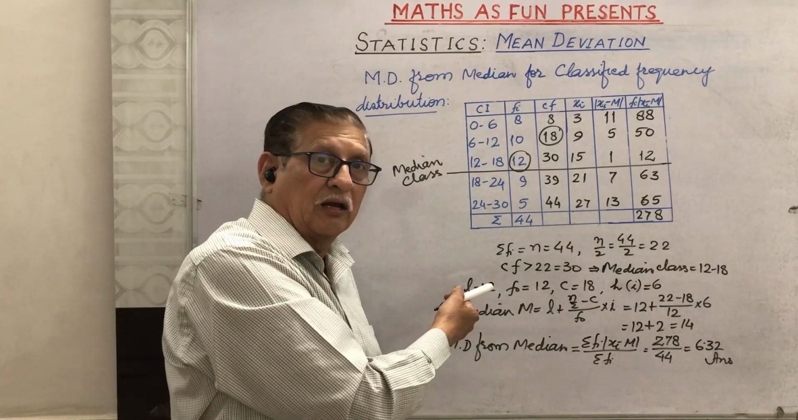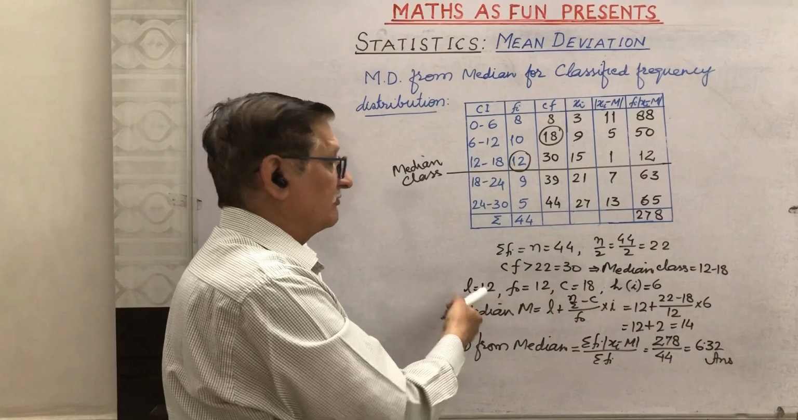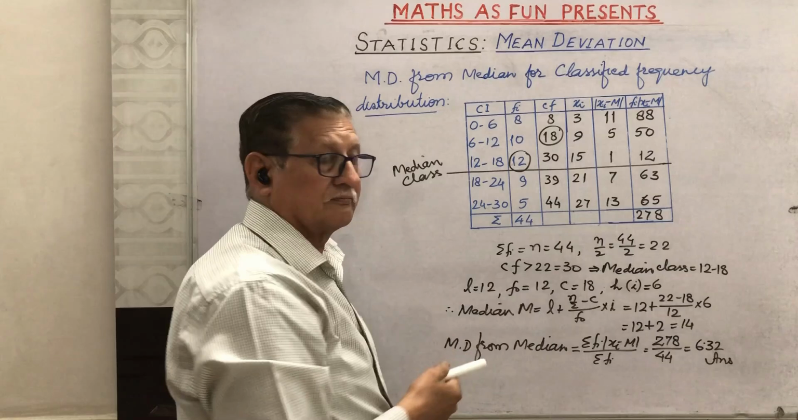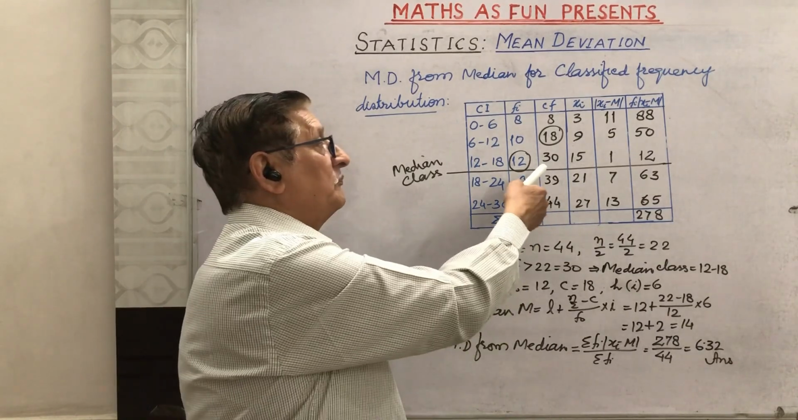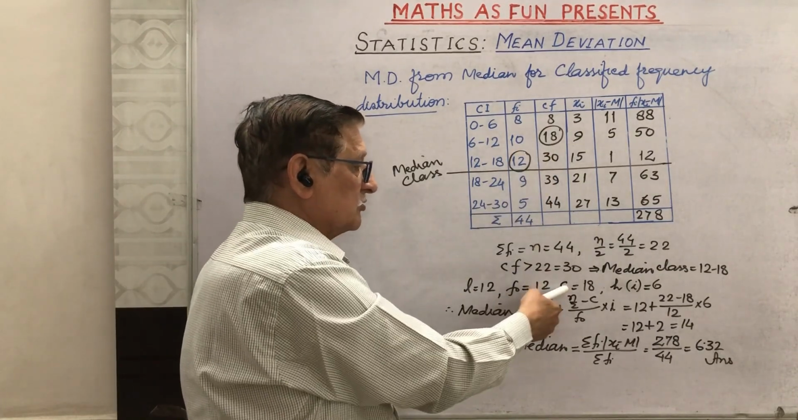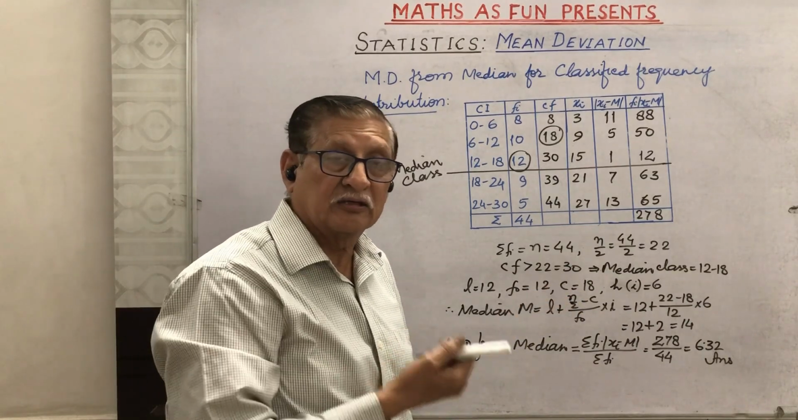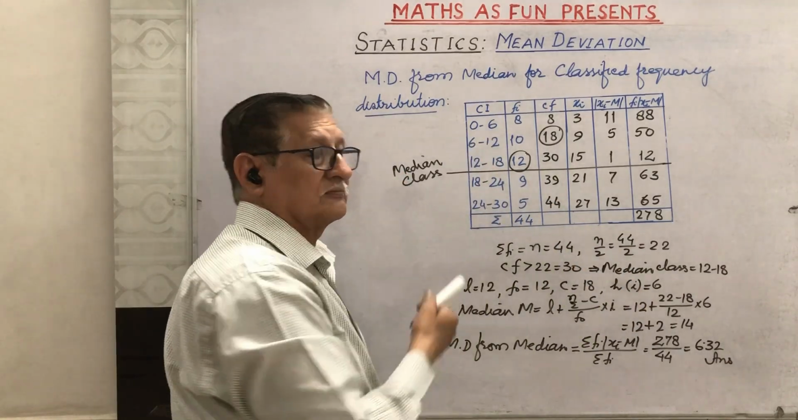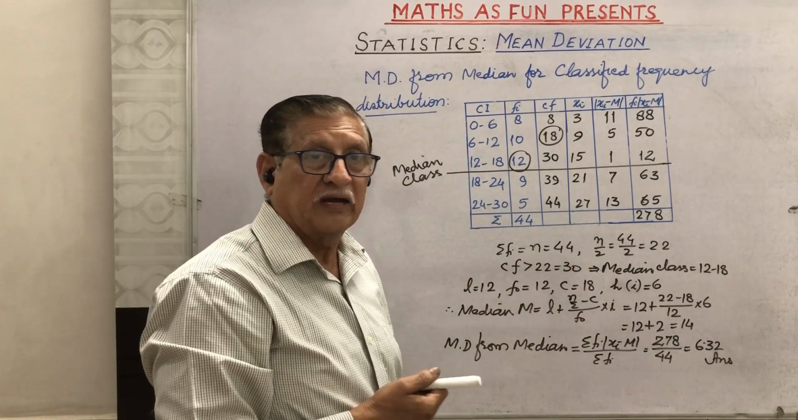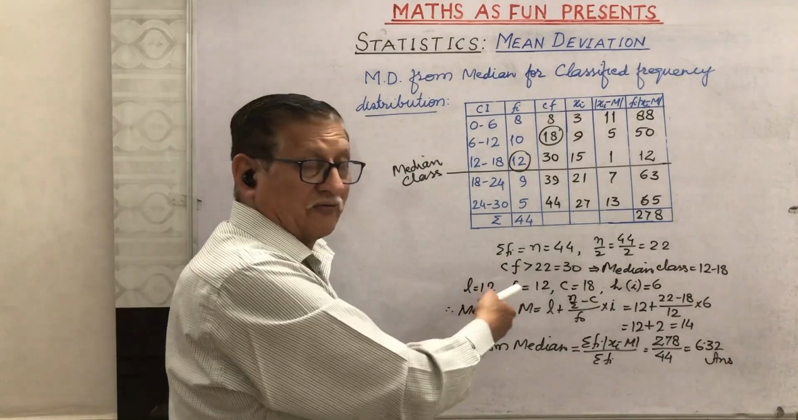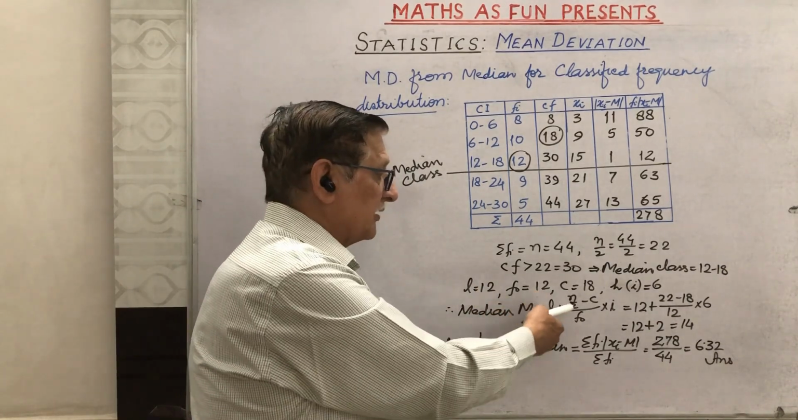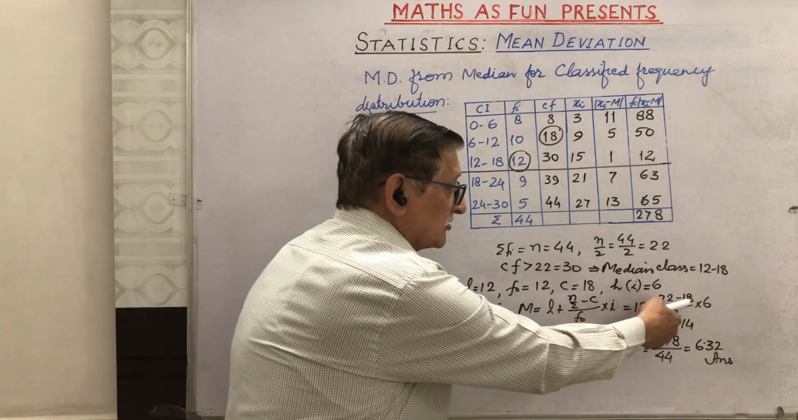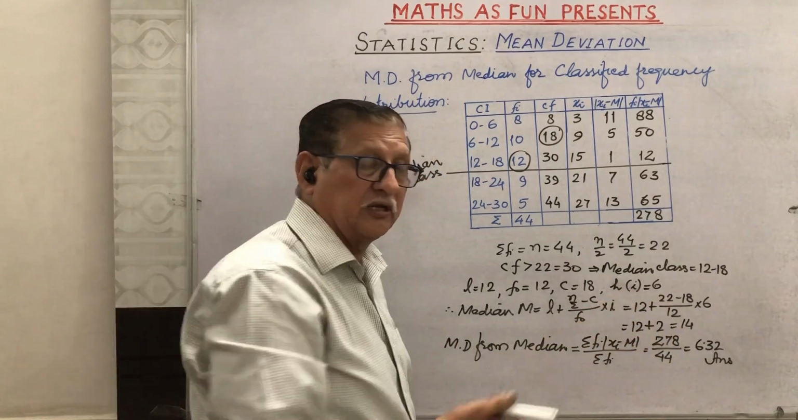And we know what is L. L is the lower limit of this, that is 12. The frequency of the median class f0, that is 12. The cumulative frequency of the preceding class, that is 18, which is known as C. And the value of h or i, that is class interval here, that is 6. After that we have to find out the median, and we know the formula for median is L plus (n by 2 minus C) upon f0 into i. Substituting the values, we calculate the median as 14.